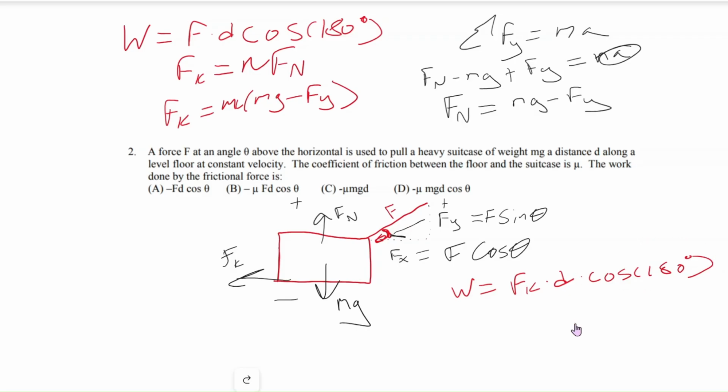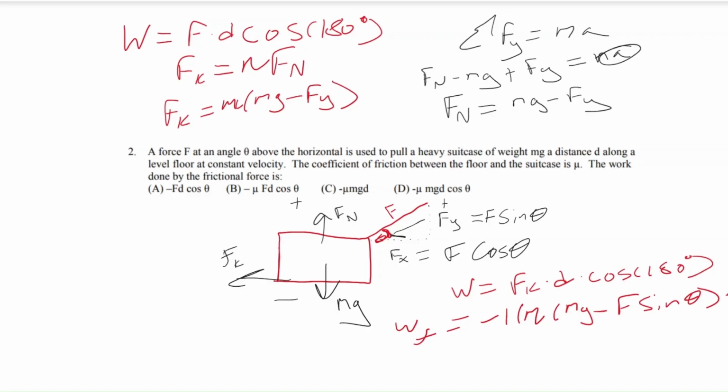Now that we have this equation, we can go ahead and get rid of this angle over here because cosine of 180 is just -1, so that is going to just bring this out here. So I'll remember -1. Force kinetic is going to be mu times mg minus, and then I'll plug in the force y here, minus F sine theta, and this is all multiplied by d. And this is equal to the work friction. Remember to have a subtitle, work friction.